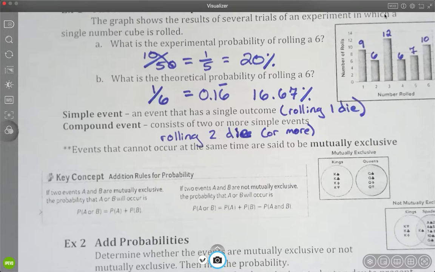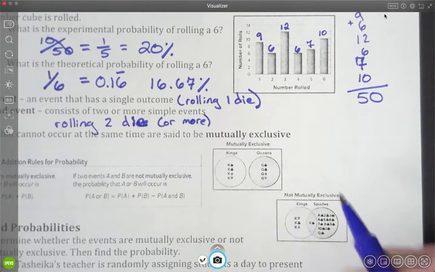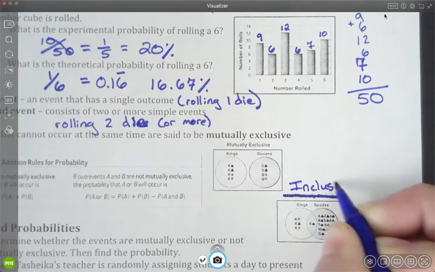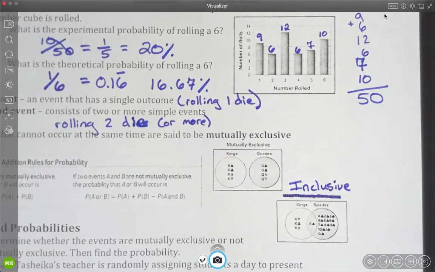Events that cannot occur at the same time are said to be mutually exclusive. Now this is where it gets confusing. We're going to talk about inclusive versus exclusive, okay? I want you to cross out this word where it says not mutually exclusive. Right in there, inclusive. I like to call it that versus not mutually exclusive. That's just too much writing. So you have mutually exclusive. What does it mean to exclude somebody? Like not including them. They're off to the side, right? Mutually exclusive. You have 2 bubbles that are not associated with each other, right? Inclusive would be they have some overlap, okay?